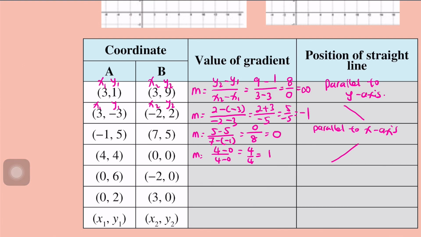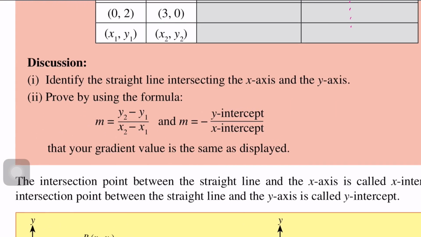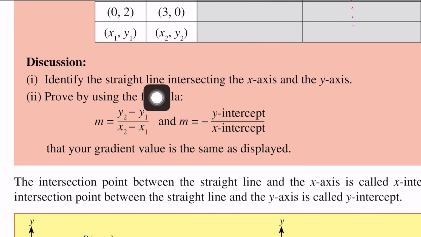So this one you can try yourself. Look over here. Identify the straight line intersecting. If you have completed this exercise, you can identify. So we know that m is y2 minus y1 over x2 minus x1, or you can use the intercept form, like the previous example.